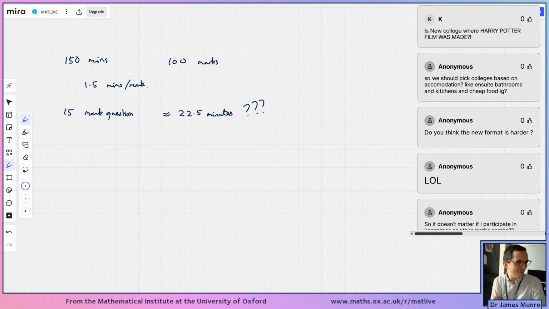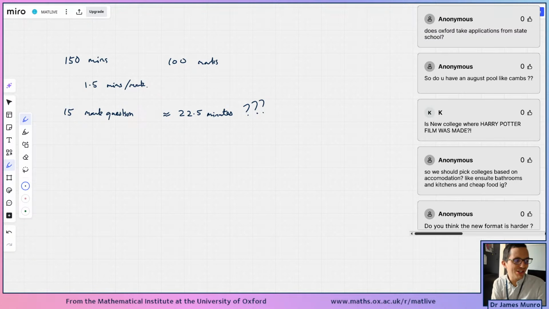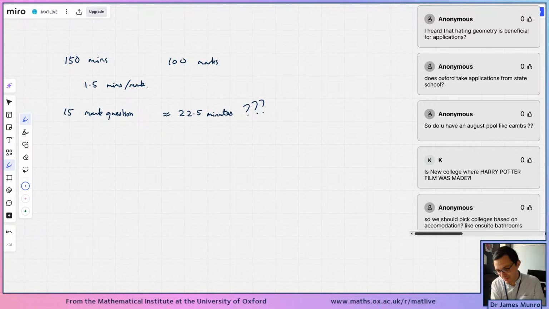Is New College where Harry Potter was filmed? Oh, several colleges have claims to tiny bits of Harry Potter being filmed there. Christchurch is the obvious one. They've got a bit of staircase. I sort of wonder how many more years it will be, will those films live forever? Maybe they will. Maybe people will always care. The staircase where Harry Potter once stood.